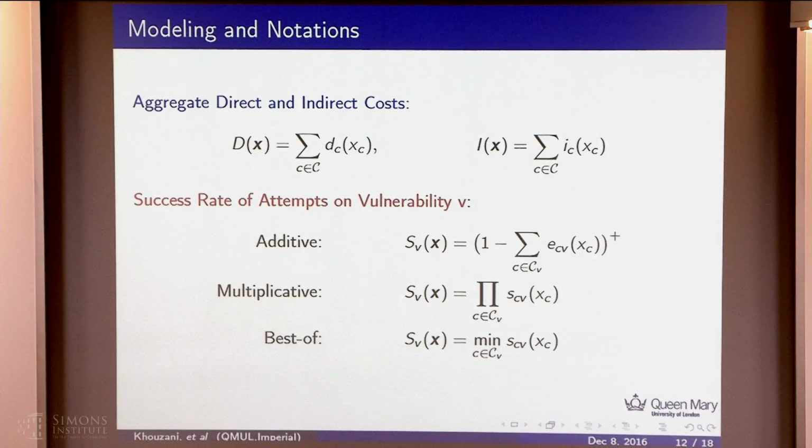And in the best-of model, the success rate of a vulnerability for a portfolio is the minimum success rate along all the relevant controls for that vulnerability. And so that is the best-of.